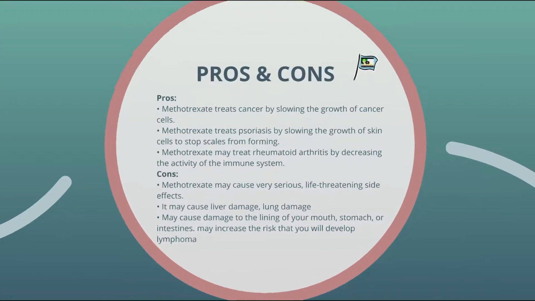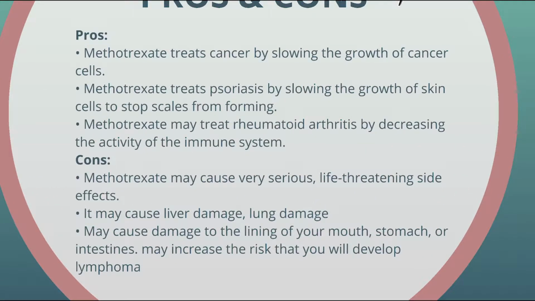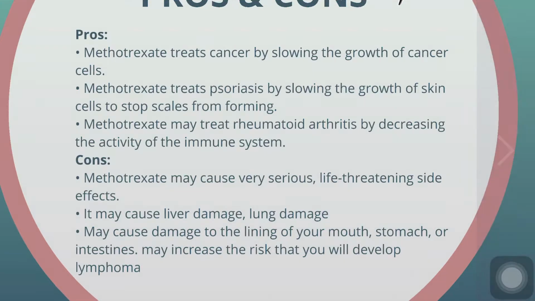Pros and cons. Pros. Methotrexate treats cancer by slowing the growth of cancer cells. Treats psoriasis by slowing the growth of skin cells to stop scales from forming. And may treat rheumatoid arthritis by decreasing the activity of the immune system. The cons. Methotrexate may cause very serious life-threatening side effects and may cause liver damage and lung damage, and damage to the lining of your mouth, stomach, or intestines, and may increase the risk that you will develop lymphoma.